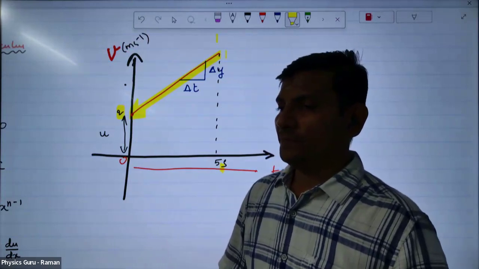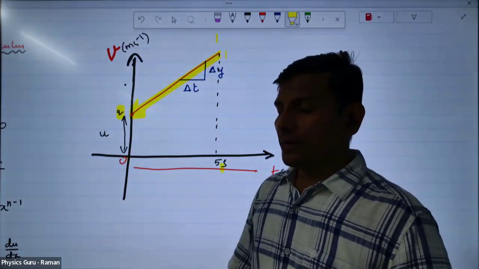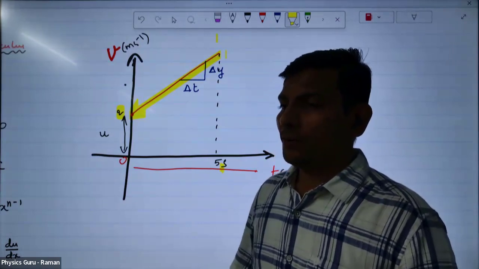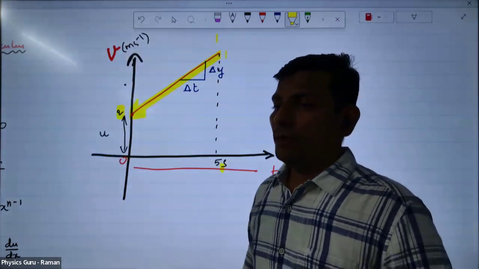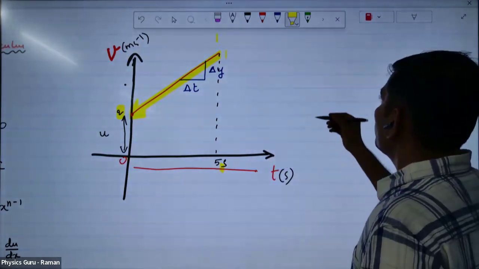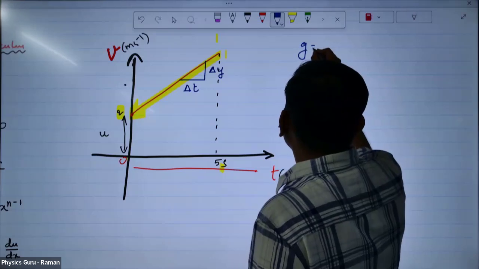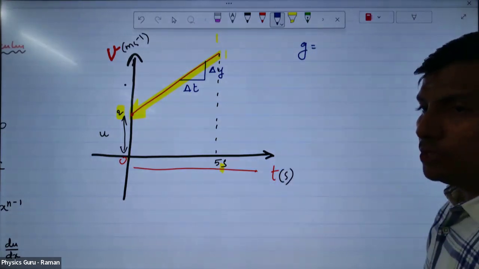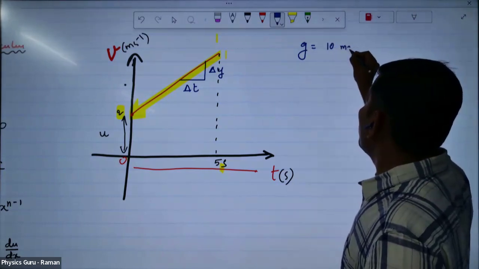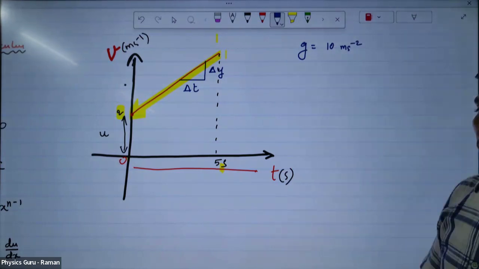So did you understand the question? If the initial velocity of a ball, which is accelerated at the rate of approximately 10 meter per second squared. Okay? It's because when I drop it, acceleration due to gravity is acting on the ball. So let me write a few more information. The acceleration acting on the body is given as acceleration due to gravity g, which is equal to approximately 10 meter per second squared.